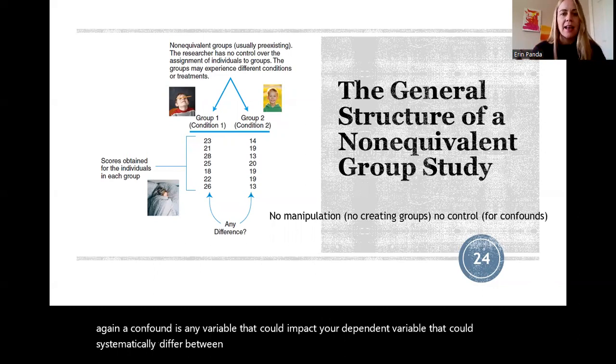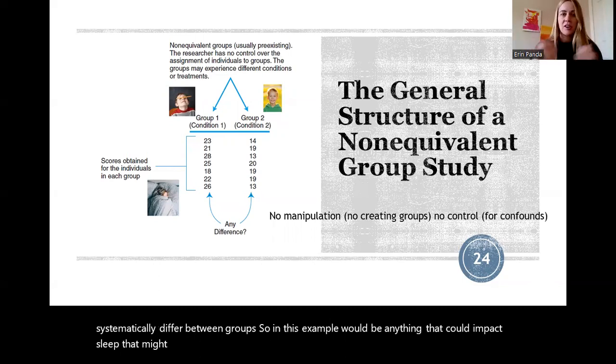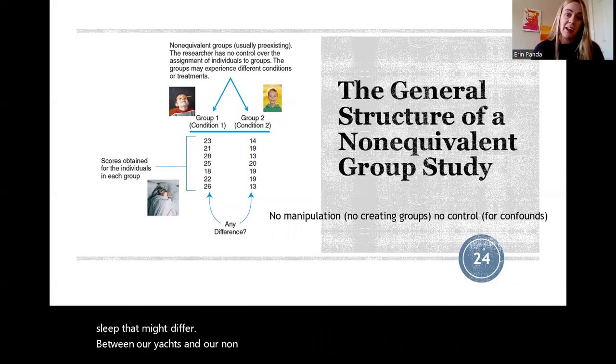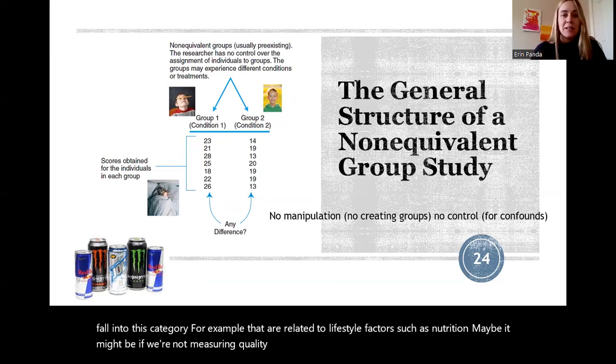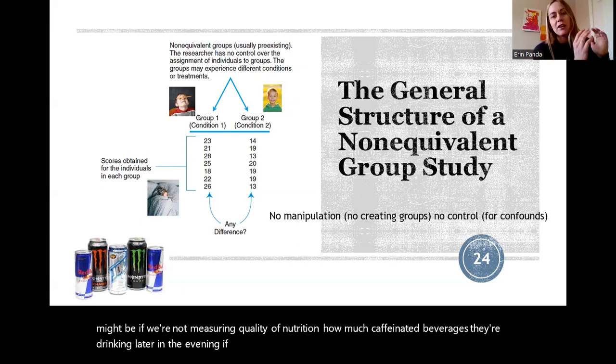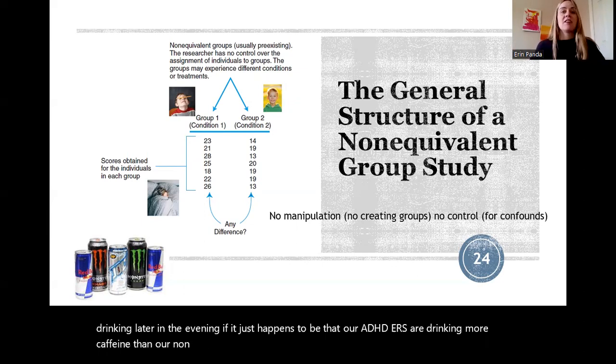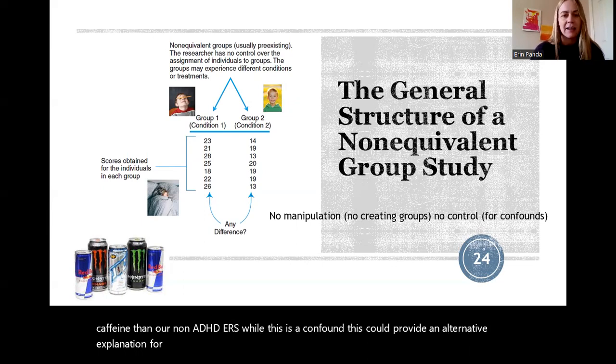In this example, it would be anything that could impact sleep that might differ between our ADHDers and our non-ADHDers. Well, maybe you can think of lots of examples that could fall into this category. For example, factors related to lifestyle such as nutrition. Maybe it might be, if we're not measuring it, how much caffeinated beverages they're drinking later in the evening. If it just happens to be that our ADHDers are drinking more caffeine than our non-ADHDers, well, this is a confound. This could provide an alternative explanation for any differences in sleep that we find.